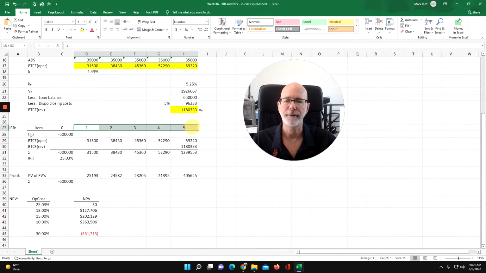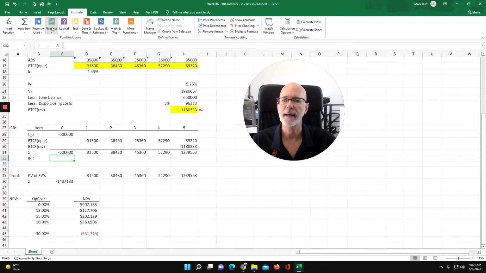Now we have a series of 5 years of cash flows, as well as our initial equity in. Therefore, to calculate the internal rate of return, we just simply go up to formulas. You can go to financial or recently used, or you know what, I'll just do it my way. It's easier for me. Equals IRR, open paren, click, drag, release, close paren, and hit enter. So this, my friends, is the internal rate of return.